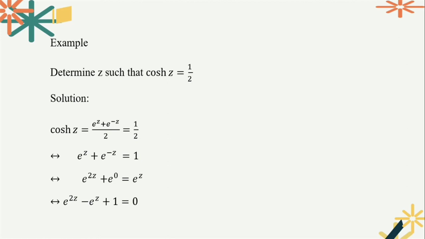Then we multiply all sides with exp z. Then we obtain that exp 2z plus exp 0 is equal to exp z. And we move the right side into the left side, and then we get exp 2z minus exp z plus 1 equals 0.